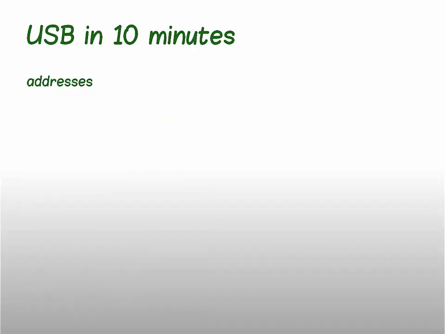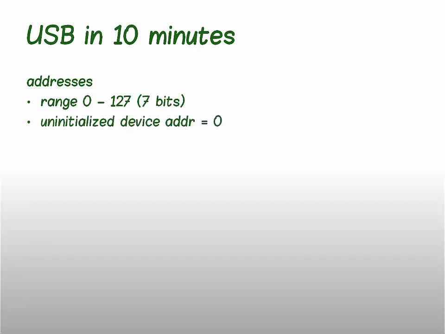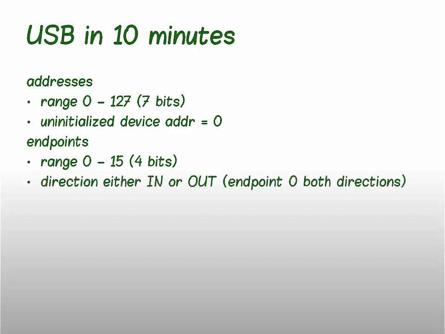Every device on the bus has an address. The address is 7 bits wide, with range from 0 to 127. Address 0 is reserved for uninitialized devices only. Each device has one or more endpoints. There may be up to 16 endpoints per device. Endpoints are one-way ports sending data either to the host or receiving data from the host. Only endpoint 0 communicates in both directions, and this endpoint is used for configuration of the device.